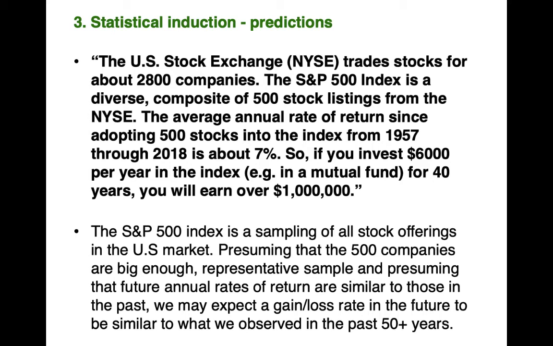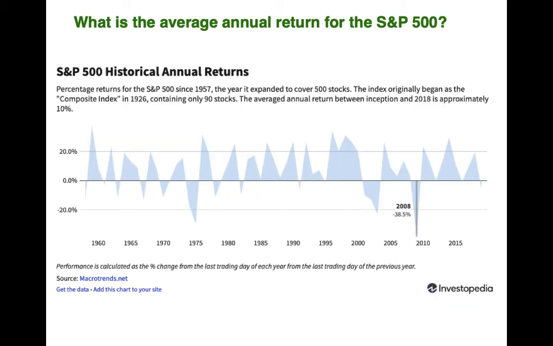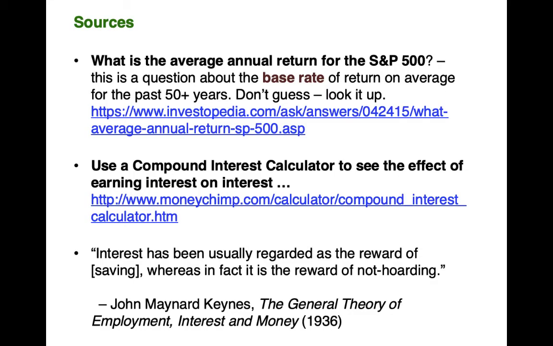I'm going to have to show you some details here, but that's the prediction, and it's based on those numbers and some assumptions. Here's a chart showing the average annual return for the S&P 500 for the past 50 or so years. This is where they get that 7% number. Look, there have been bad years. In 2008, it was down over 38%. Here are my sources for average annual return for the S&P 500, and I'm also using a compound interest calculator.